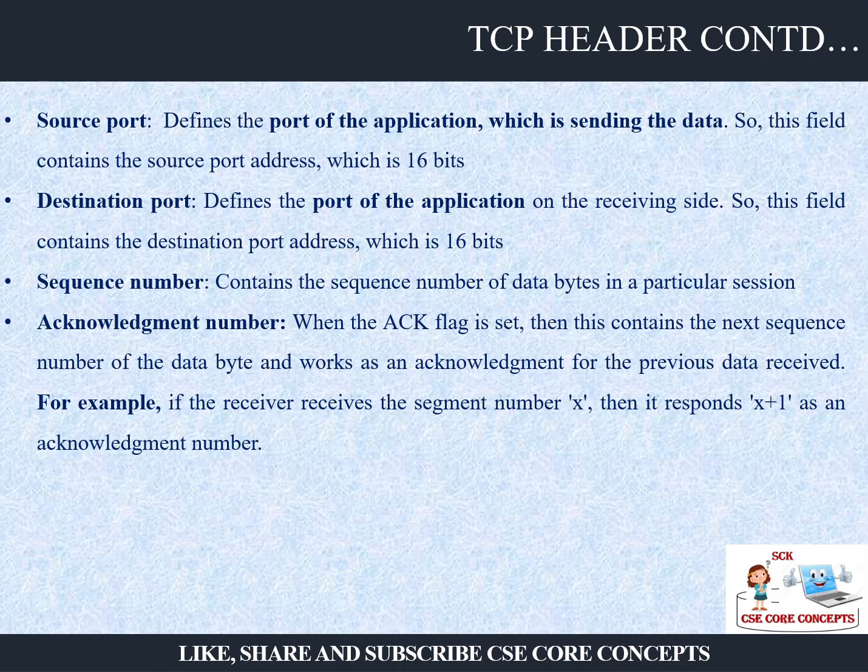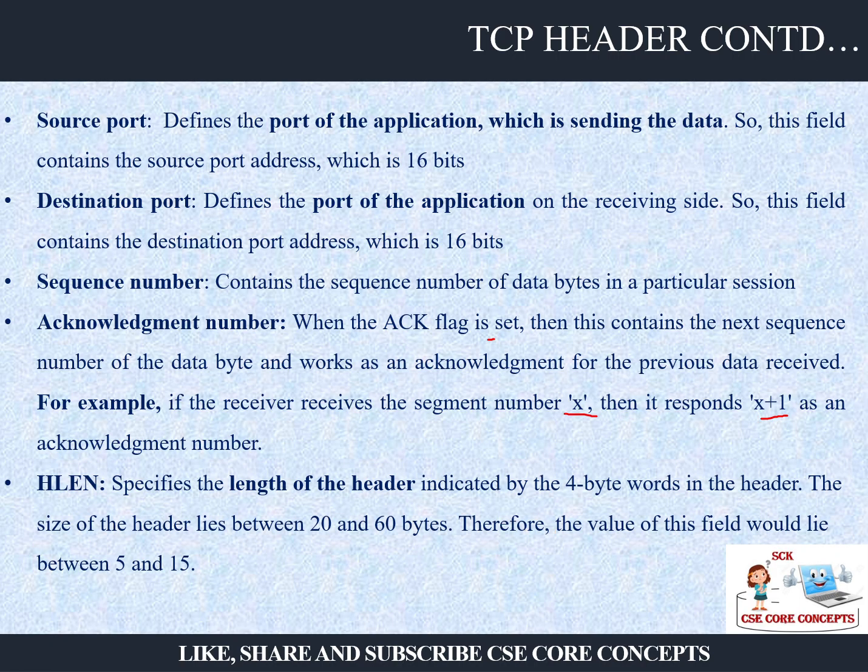Then the acknowledgement number: when the acknowledgement flag is set, it contains the next sequence number. If you go back to the sliding window protocol, there we were sending acknowledgement 4. Acknowledgement 4 means the previous 3 have been received properly and we are ready to receive the 4th frame. Similarly, this acknowledgement number is set. If the segment number is X, the response has X plus 1 as the acknowledgement number. So if I am saying 5, that means I have received up to 4.